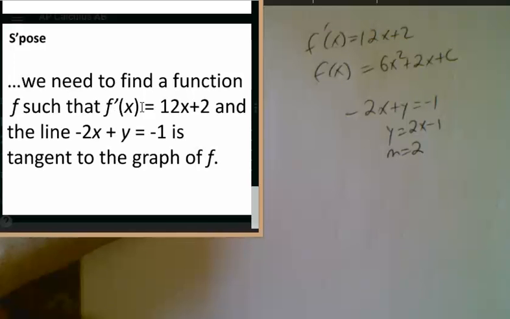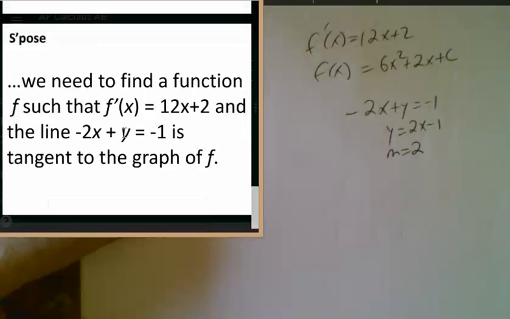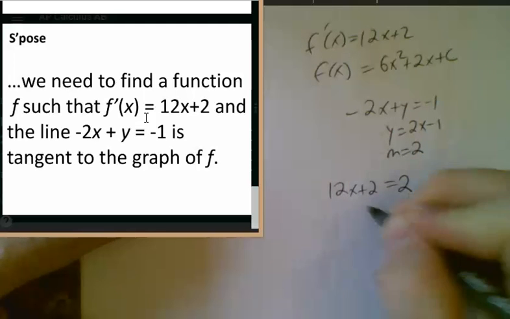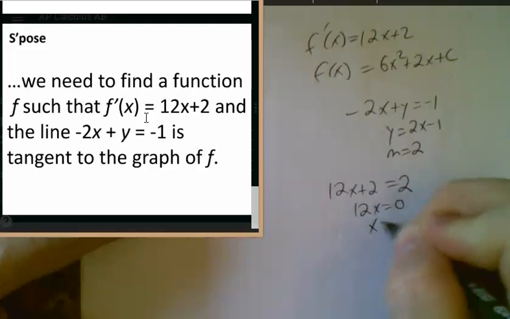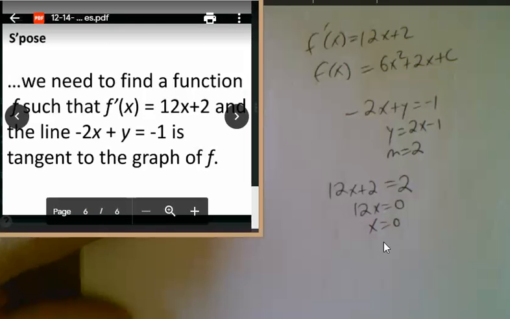We need to realize that this derivative is actually 2, because the derivative and the slope of the tangent have to be the same. Okay, at that point, right? At the point of tangency. So if the derivative is 2, then 12x plus 2 must equal 2. That means 12x, of course, equals 0, which means x equals 0. And before you start thinking something went wrong, x can be 0. There is a point on the graph where x is 0, right? In fact, we can figure that out.